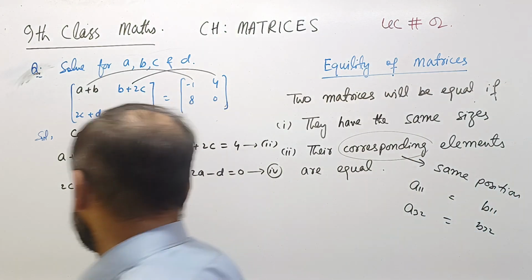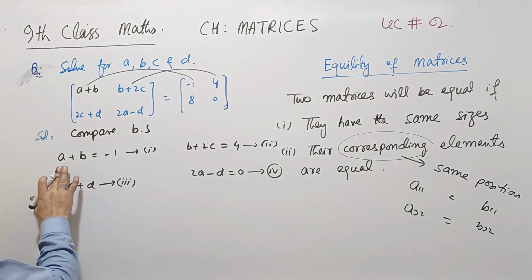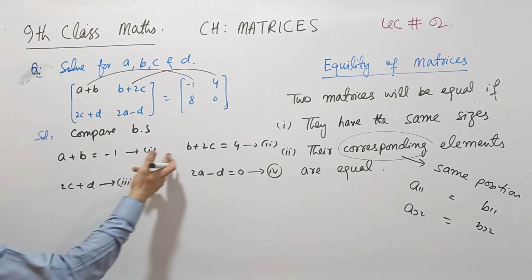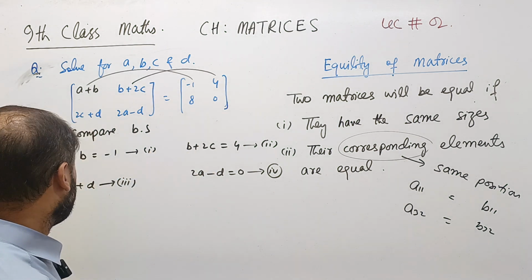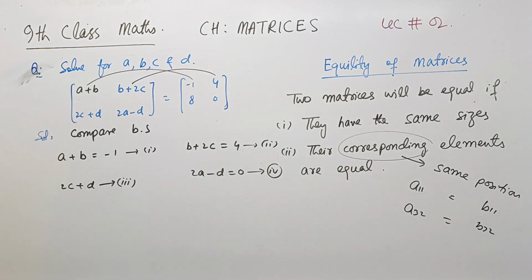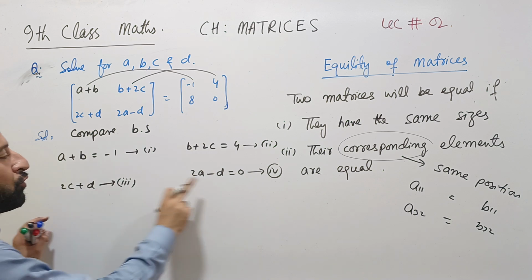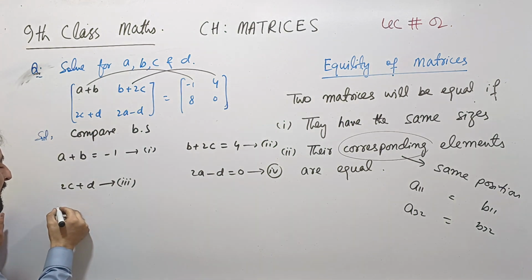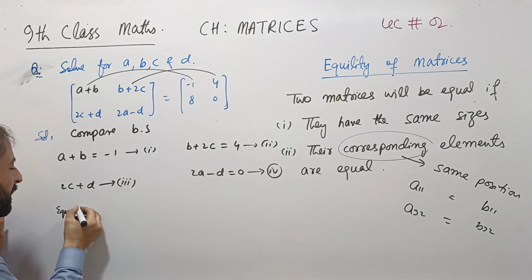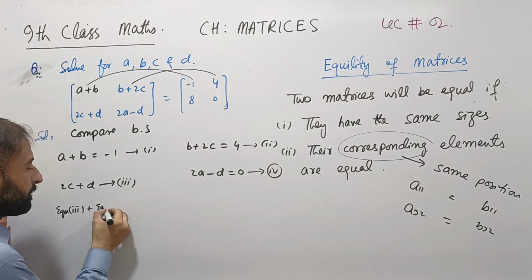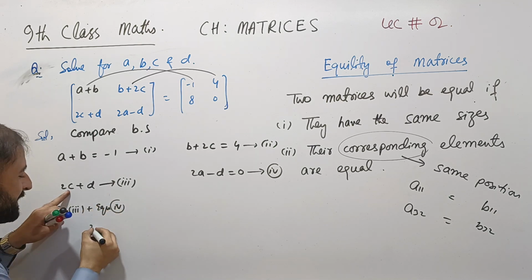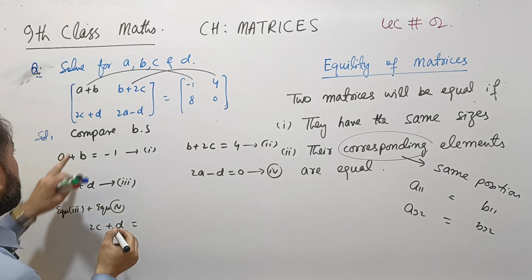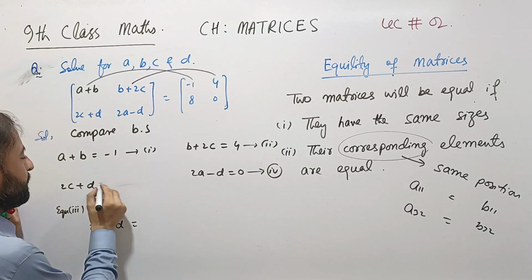There are different methods. For example, in this equation, we see A and B, here B and C, so the variables are different. We have to get a way out. First of all, we add these two. Equation number 3 plus equation number 4. Right, students? This is equation number 3. 2C plus D is equal to 8.